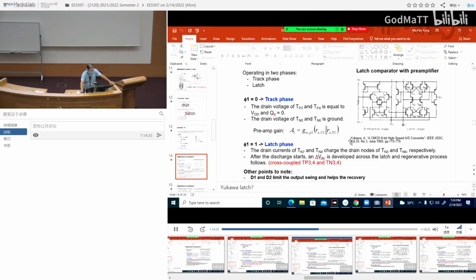Okay, this is what I'm saying. And then we go from the track phase to the latch phase. It means now I make phi 1 equal 1, or high. Then what will happen? When phi 1 goes high, what happens to these two? They will turn on, right? What happens to these two? They will turn off. So now what happened to this circuit?